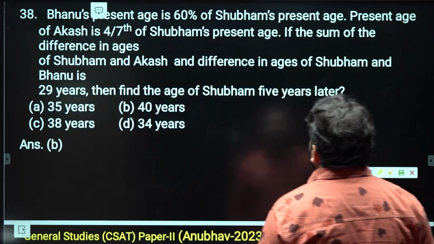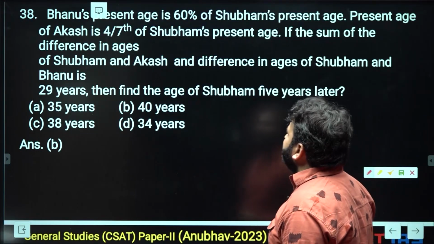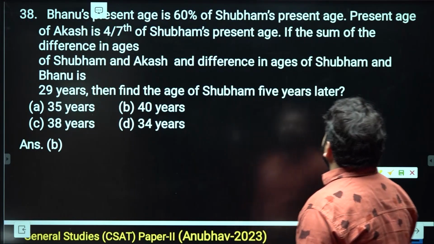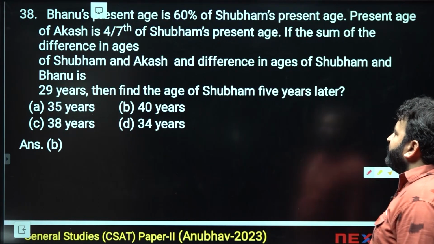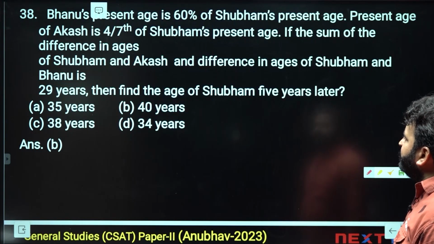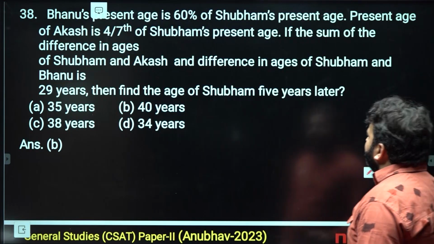Here Bhanu's present age is 60% of Subham's present age, and Akash's age is 4/7 of Subham's present age. If the sum of the difference in the ages of Subham and Akash and the difference in the ages of Subham and Bhanu is 29 years, find the age of Subham 5 years later.